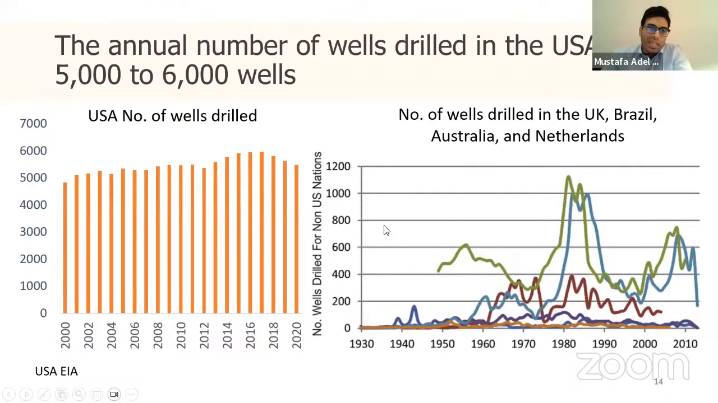To understand the market of well integrity, we will run through these two charts. The chart on the left-hand side shows the number of wells drilled in the US from 2000 to 2020. On average, the US drills from 5,000 to 6,000 wells annually. The chart on the right-hand side shows the number of wells drilled in the UK, Australia, Netherlands, Brazil. So you see always there is accumulation of the number of wells. So the number of wells grows. And when the number of wells grows, the market expands.